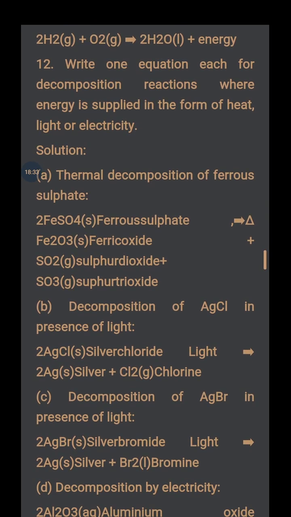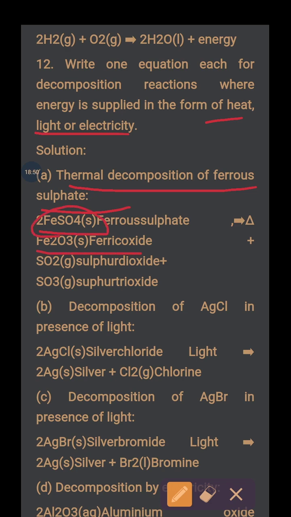Write one equation for a decomposition reaction where energy is supplied in the form of heat, light or electricity. The equation is the thermal decomposition of ferrous sulfate: 2FeSO4 is the formula of ferrous sulfate. When heated, it forms Fe2O3, ferric oxide, plus sulfur dioxide and sulfur trioxide. So 2FeSO4 gives Fe2O3 + SO2 + SO3. These reactions are known as thermal decomposition.